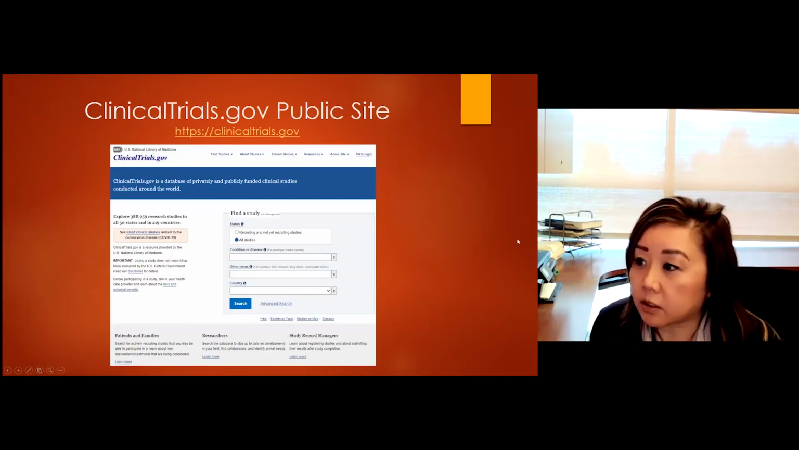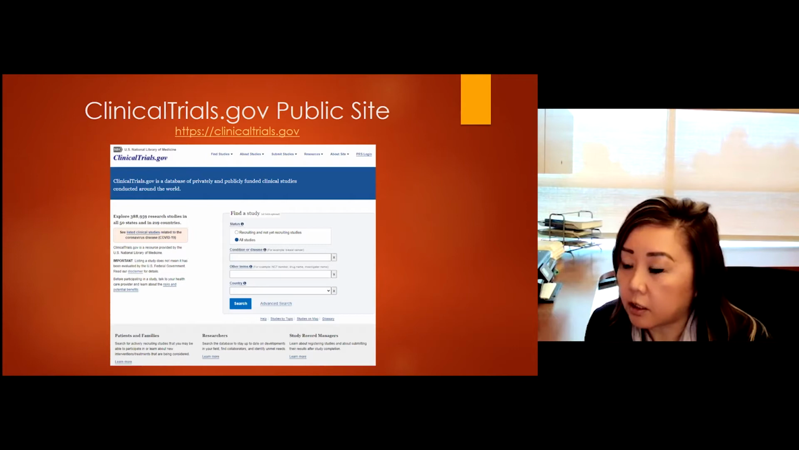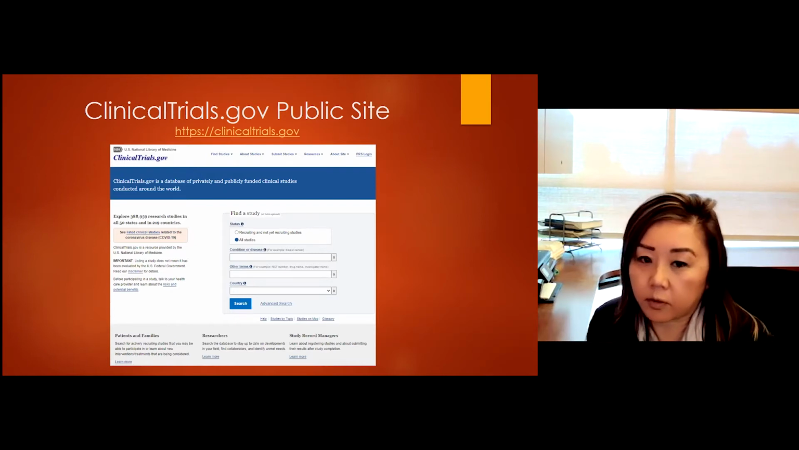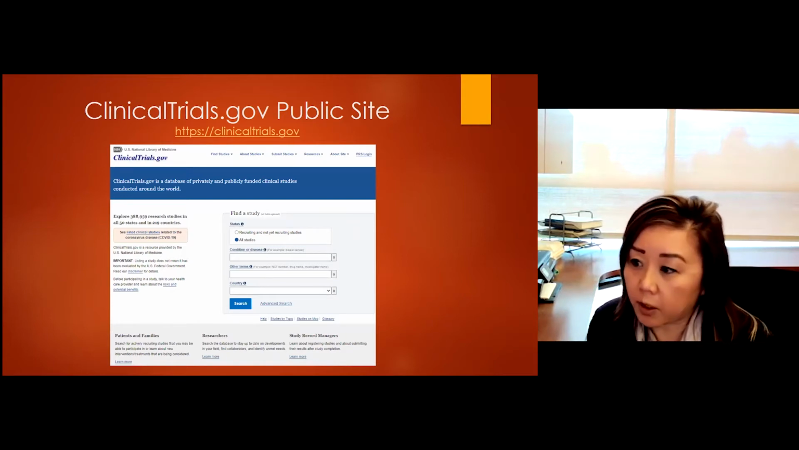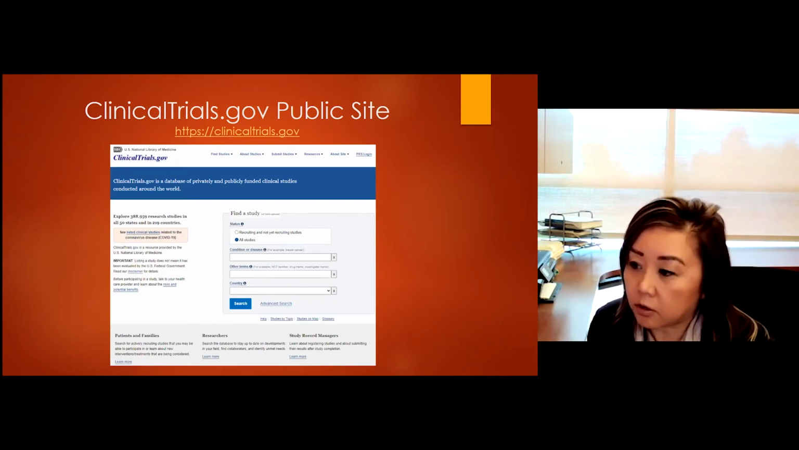This is what the public site looks like. And then they could search by condition or disease. They could search by other key terms, maybe the investigator's name, a drug name, if they have a specific number, an NCT number, which is assigned when the study is published and made available online, or they could look by country. And then there's some more details that they could look up in the advanced search.